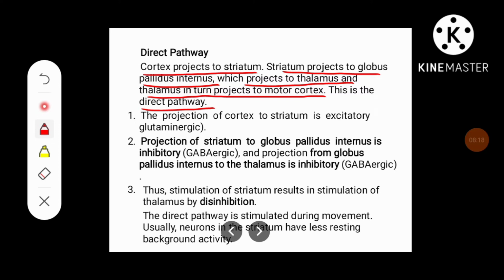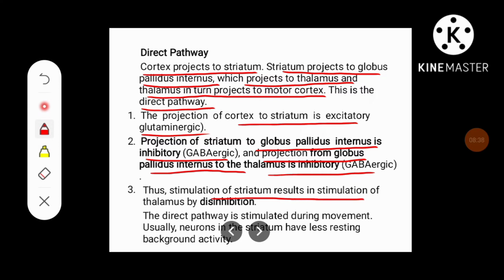The projection of the cortex to the striatum is excitatory, where they are glutamatergic, and the projection of the striatum to the globus pallidus internus is inhibitory, they are GABAergic, and the projection from the globus pallidus internus to the thalamus is inhibitory. Thus, stimulation of the striatum results in stimulation of the thalamus by disinhibition. The direct pathway is stimulated during movement, and usually the neurons in the striatum have little resting background activity.